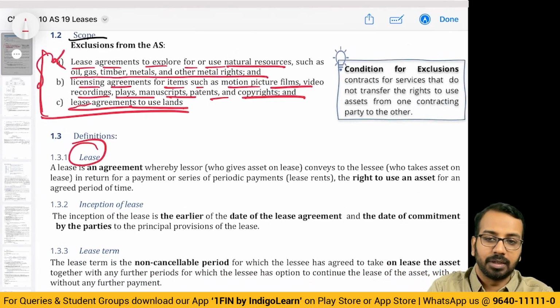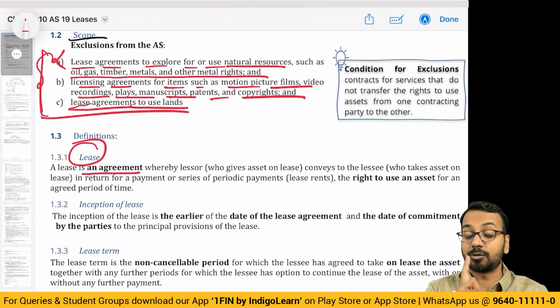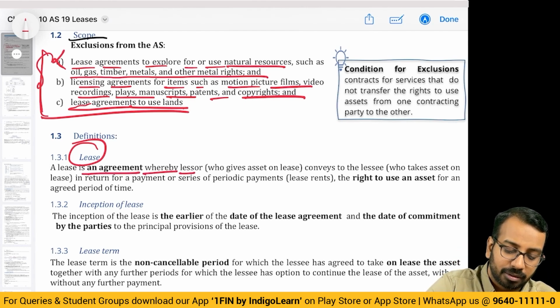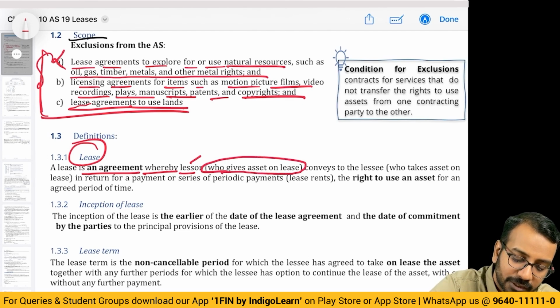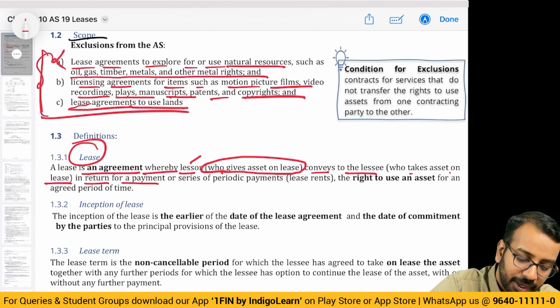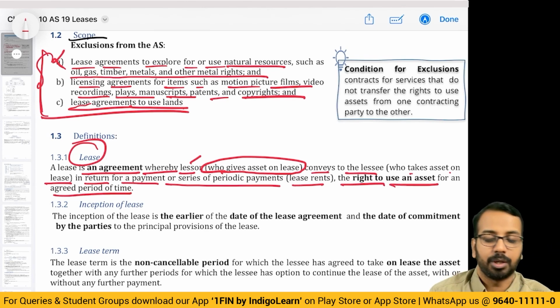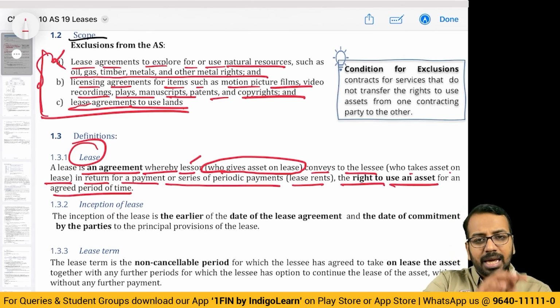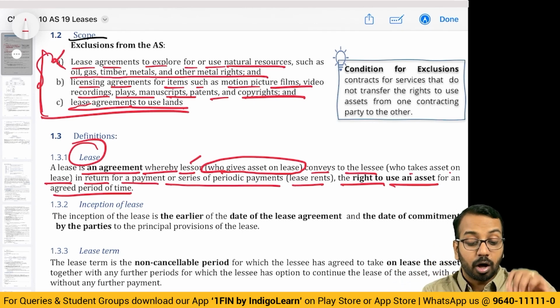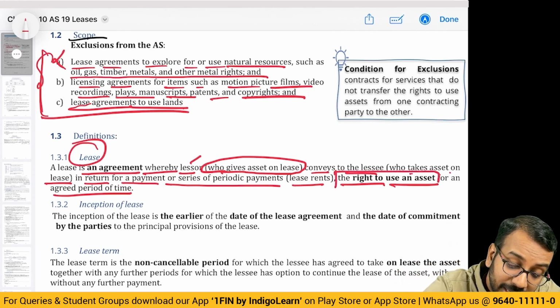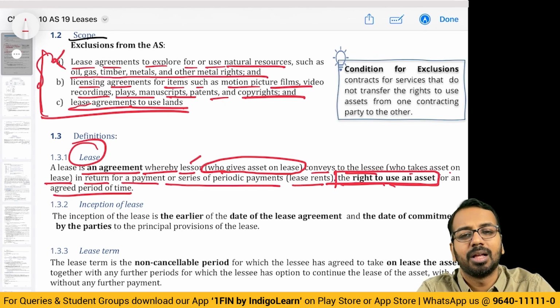We have understood the meaning of lease. A lease is an agreement whereby the lessor, who gives the asset on lease, conveys to the lessee, who takes the asset on lease, in return for a payment or series of payments, that is the lease rent, the right to use an asset for an agreed period of time. Right to use an asset means that once I have taken the asset on lease, it is my choice how I want to use it. If I want to use it, I will use it. If I don't want to, I will not. It is purely my choice.